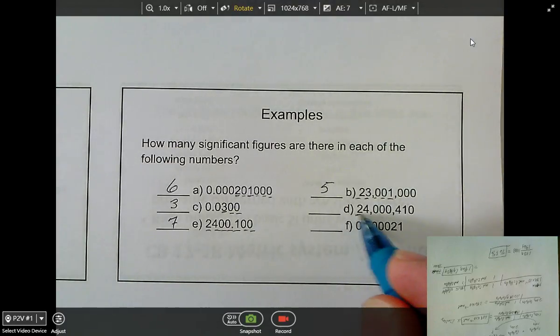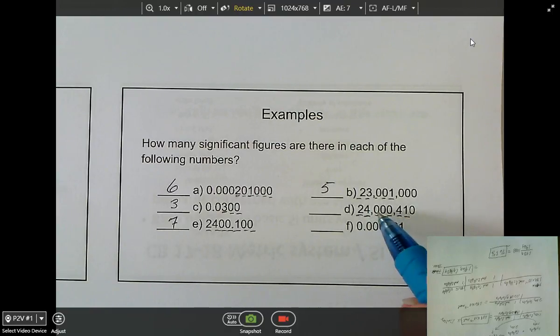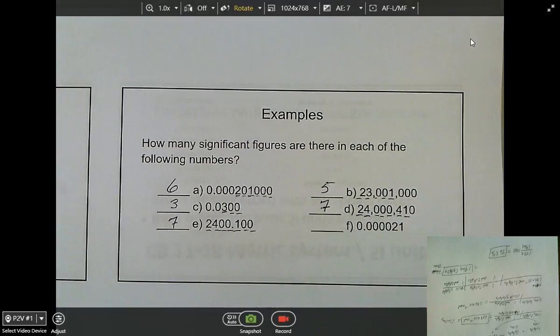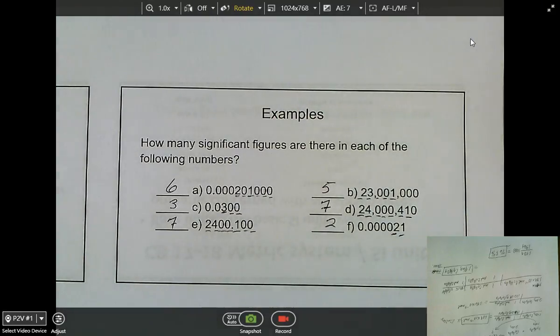Okay, for D, you have the 2 and the 4 and the 1. These zeros are sandwiched, so they count, but this 0 on the end would not count because there's no decimal. So you have 1, 2, 3, 4, 5, 6, 7 significant figures in that number as well. Now in this one, letter F, all these zeros are leading zeros, so only the 2 and the 1 count. So that is 2 significant figures.